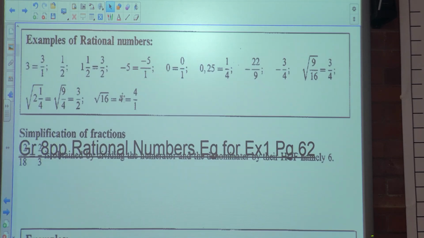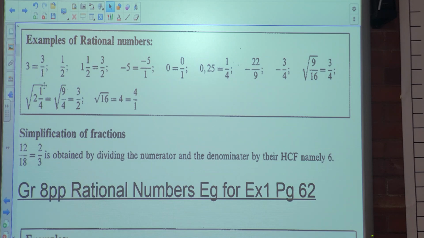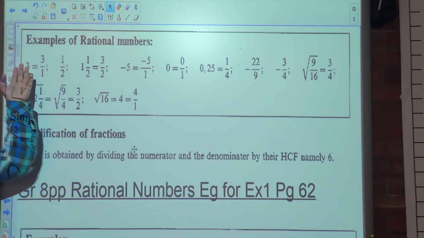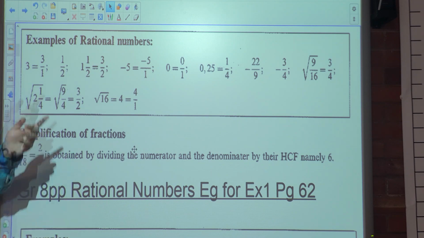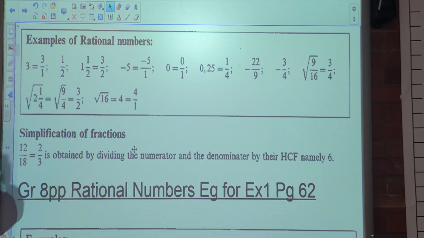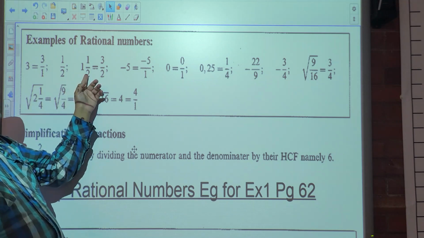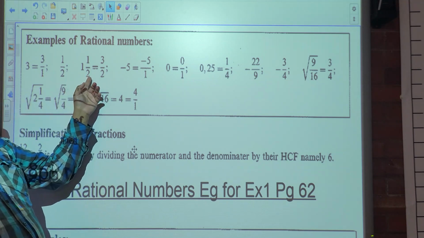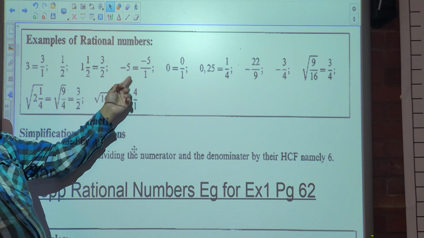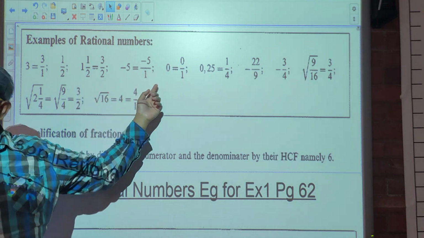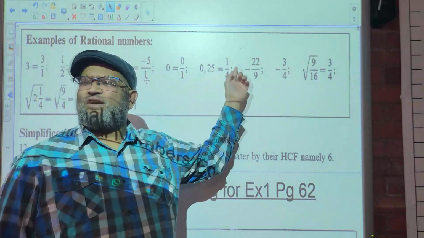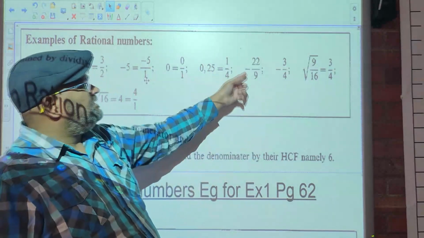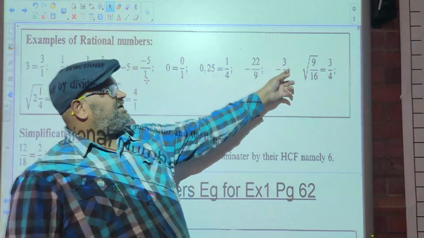So here we can get examples of rational numbers. Firstly, 3 can be written as 3 over 1. Any whole number can be written over 1. Any integer can be written over 1. So 3 is 3 over 1. A half is your fraction. 1 and a half can be written as 3 over 2. Negative 5 can be written as negative 5 over 1. 0 can be written as 0 over 1. 0,25 is also a quarter to us, not so? Negative 22 over 9. Negative 3 over 4.